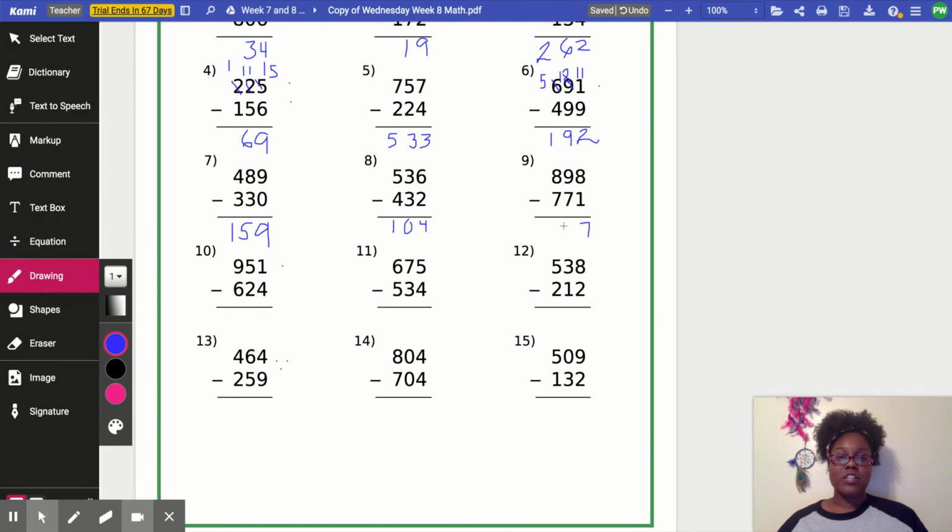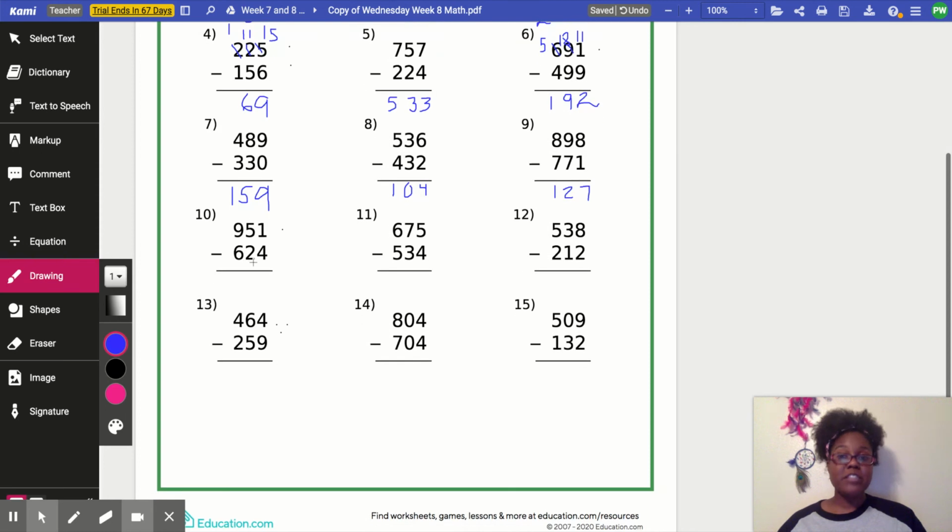Number 9, 8 take away 1 is 7. 9 take away 7 is 2. And 8 take away 7 is 1. The difference is 127.